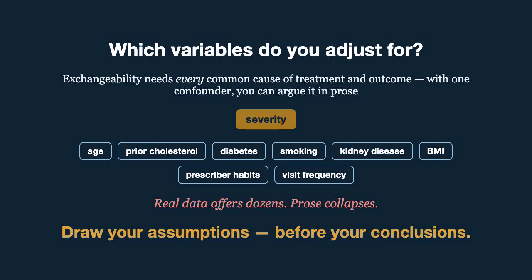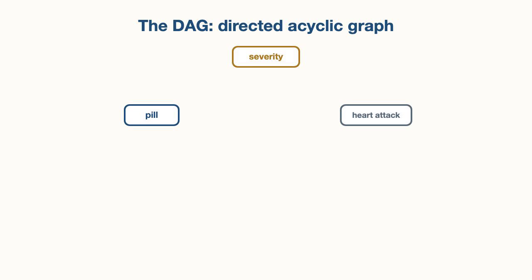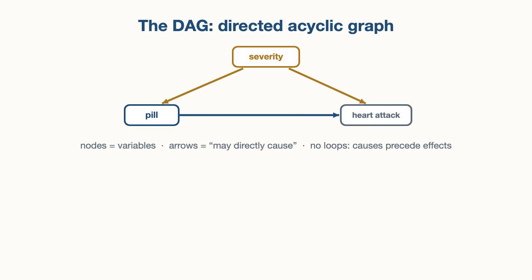Draw your assumptions before your conclusions. The drawing is called a DAG, a directed acyclic graph, 3 ingredients. Nodes are variables: the pill, the heart attack, severity. Arrows mean this may directly cause that, and no loops, causes come before effects.